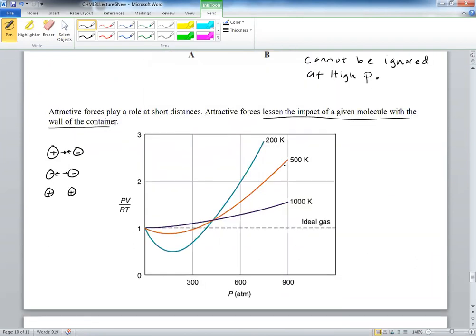The higher the temperature, look at the temperature, the higher it is, the closer it is to behaving like the ideal gas. But the lower the temperature, the farther it is away from behaving like an ideal gas. So that's the idea that we are trying to portray here. So this is high temperature. This is low temperature.